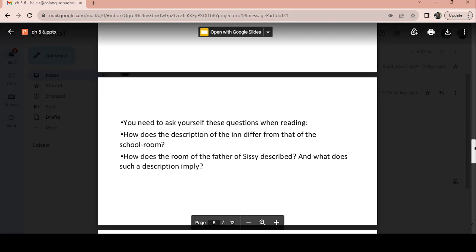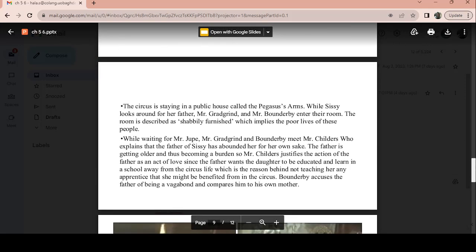We will see that there is a description here of the inn where all the people of the circus gather, and we will understand that it's totally different from the description of the school. You can also ask yourself, how is the room of Sissy's father described, and what does such a description imply?